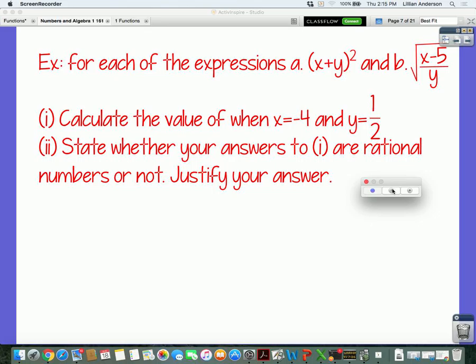Alright? It says for each expression, we got two different types of expressions. We're going to calculate the value with x is equal to -4 and y is equal to 1/2. We're going to get some practice with this graphing calculator here, okay? I want you guys to get comfortable. Only way you're going to be able to do that is if you practice. And then we're going to say whether or not A and B give us a rational number or not, and we're going to justify our answer, okay? So if anything, make sure you at least get down the two expressions that we're going to do. For part I, you just need to put x equals -4 and y equals 1/2, and then 2, rational or not. You want to shorthand it, okay?